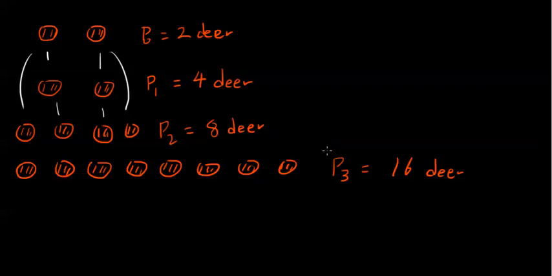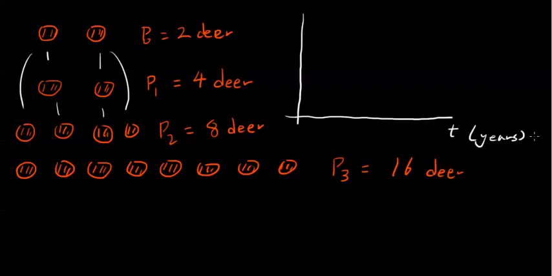So now what I want to do is plot this. Try to graph this on the coordinate plane. Let's say this is the year. Let's represent that with time in years. And let's put population on the p-axis. That's the number of deer. And at time 0, we have 2 deer. We have 2 deer at the beginning.